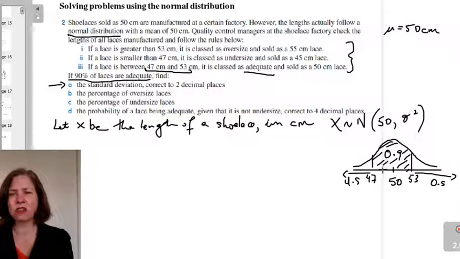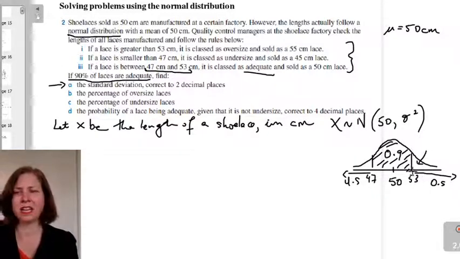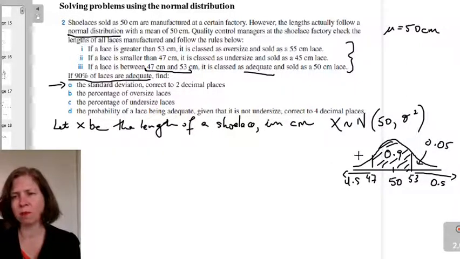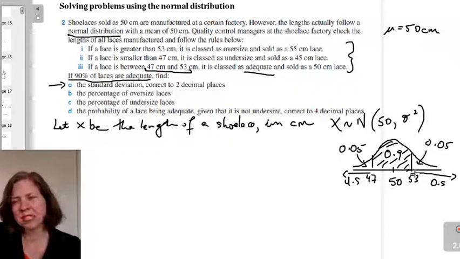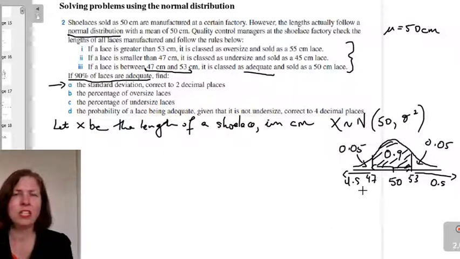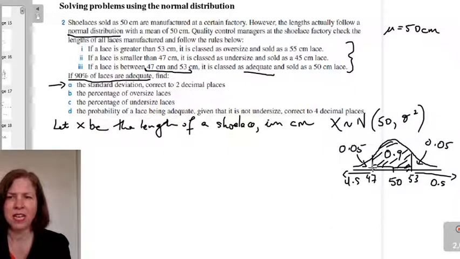So 90% of laces are going to fall within this range. I can now use symmetry to work out that the probability of being oversized is going to be 0.05 and the probability of being undersized is also 0.05. The reason I know that is because this 53 is 3 to the right of my mean and this 47 is 3 to the left of my mean. So I do have symmetry on this graph in terms of where these 2 boundaries are placed.